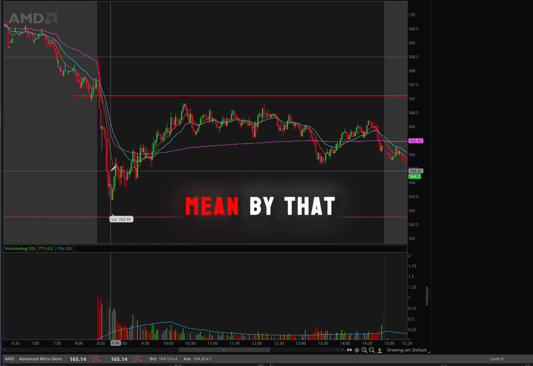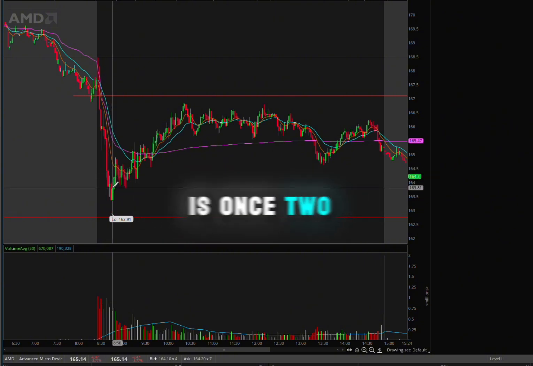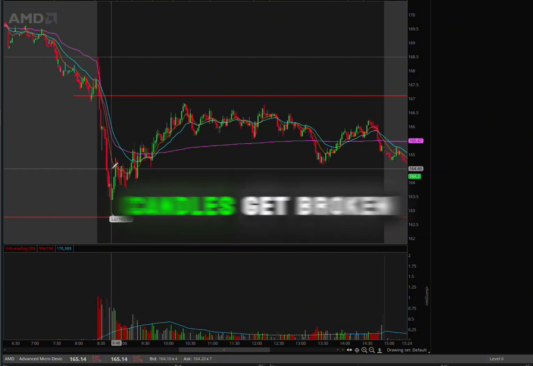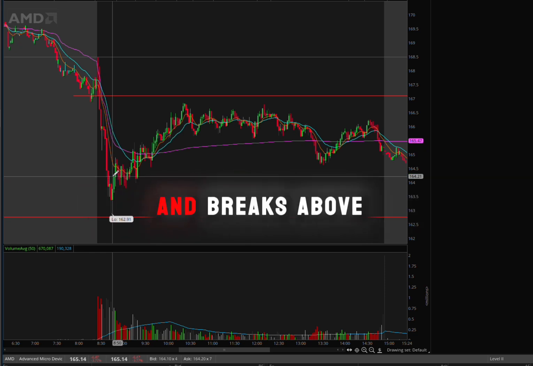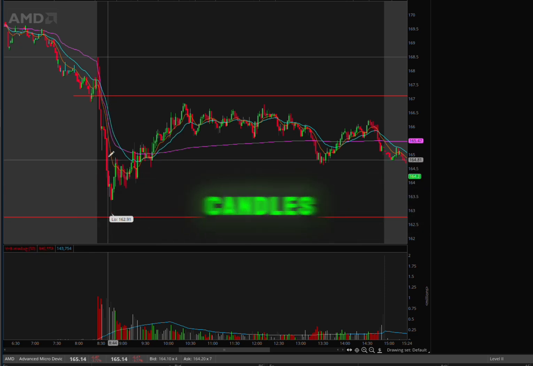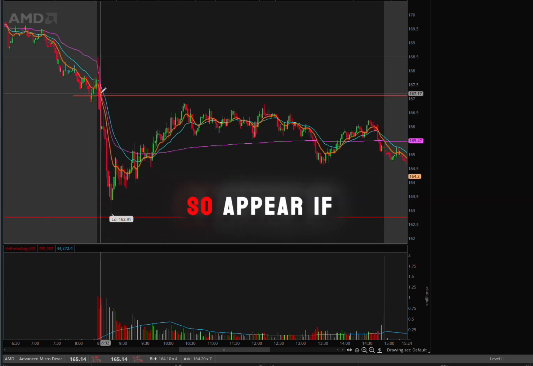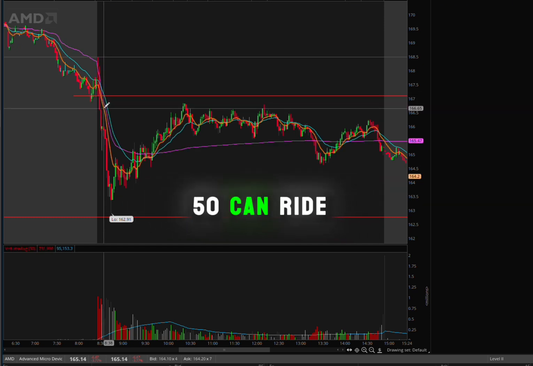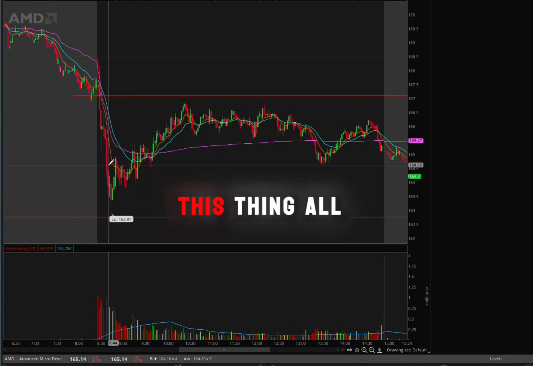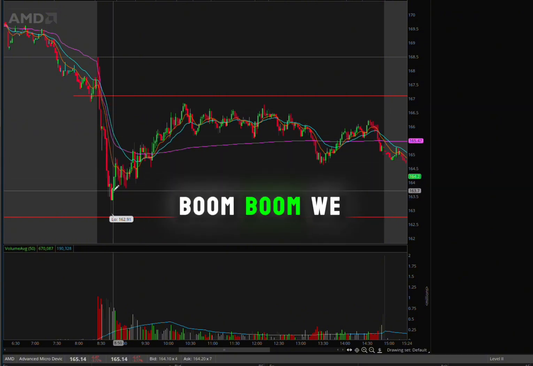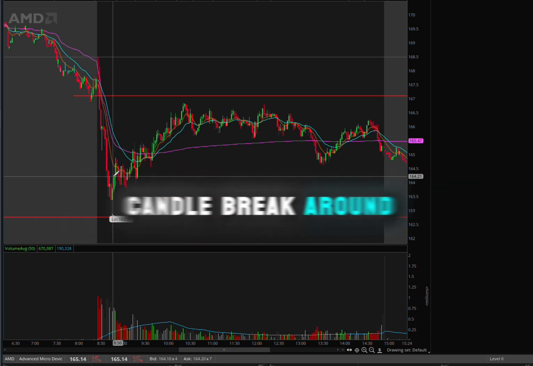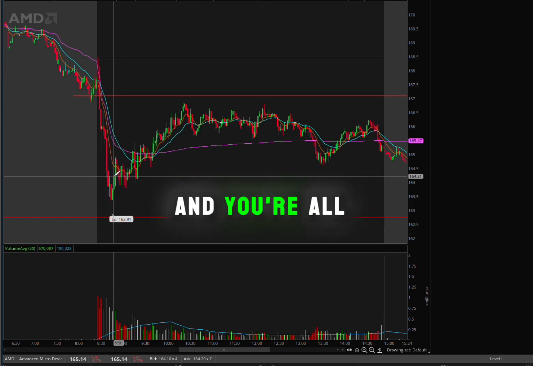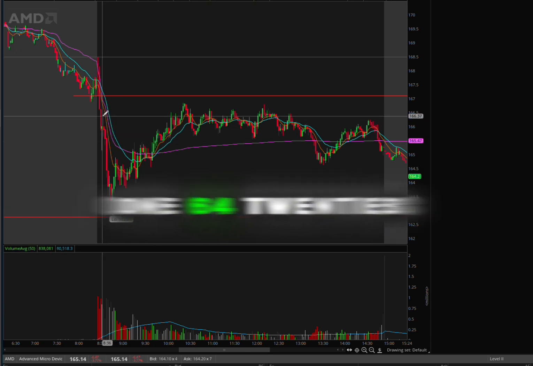And what I mean by that is once two candles get broken, right? Once it bounces and breaks above the previous two candles, we're out of this trade. So up here, even if you were slow and you didn't get in until say 166.50, you can ride this thing all the way down. Boom, boom. We got a double candle break around this area, and you're all the way down into 164, 164.20s.